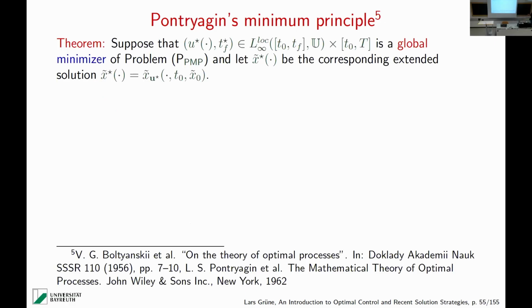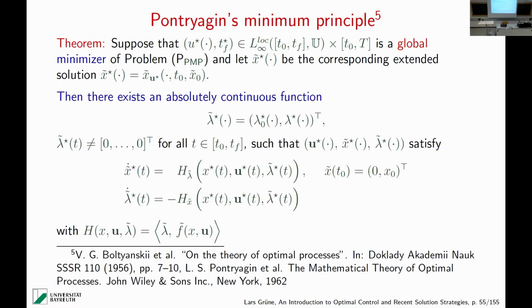And then the theorem says, again, suppose that we have an optimal solution. In this setting now, the optimal solution consists of the control and of the optimal final time. And let x tilde star be the corresponding extended solution. Then again, there exists a multiplier which now consists of the original multiplier and this lambda 0 multiplier.